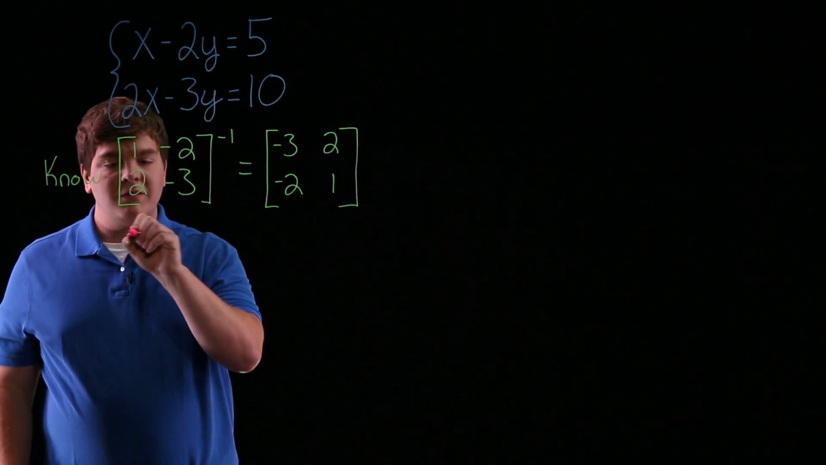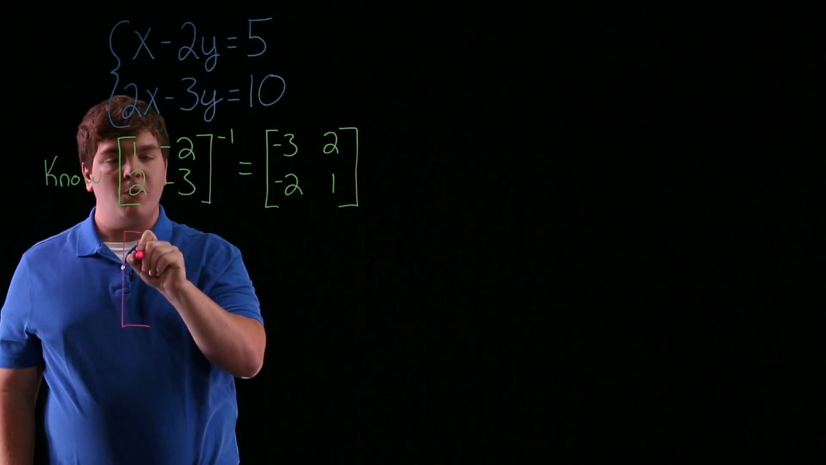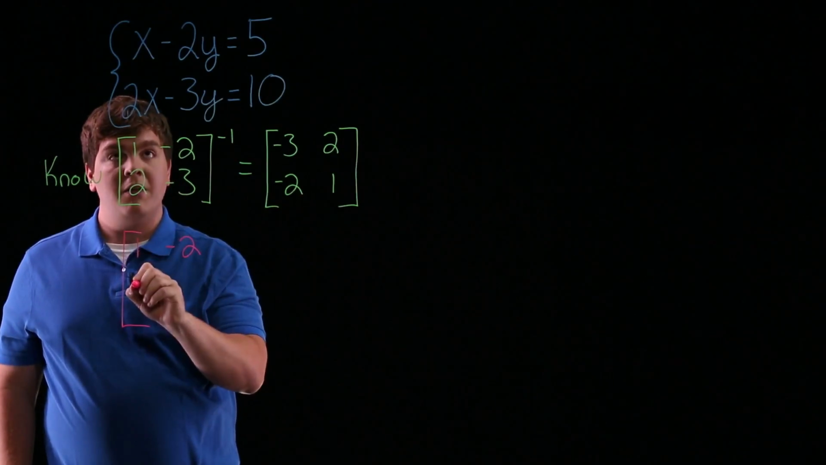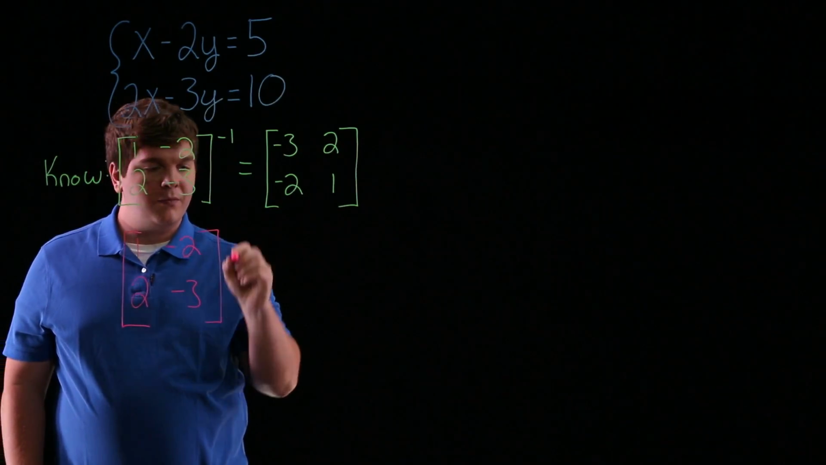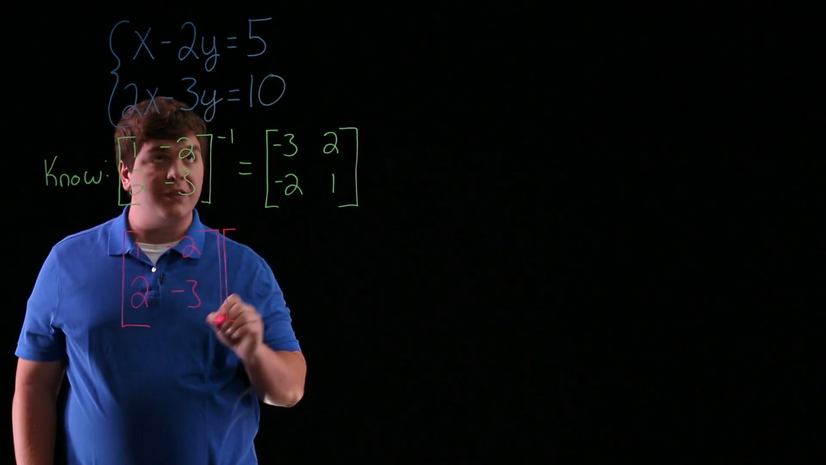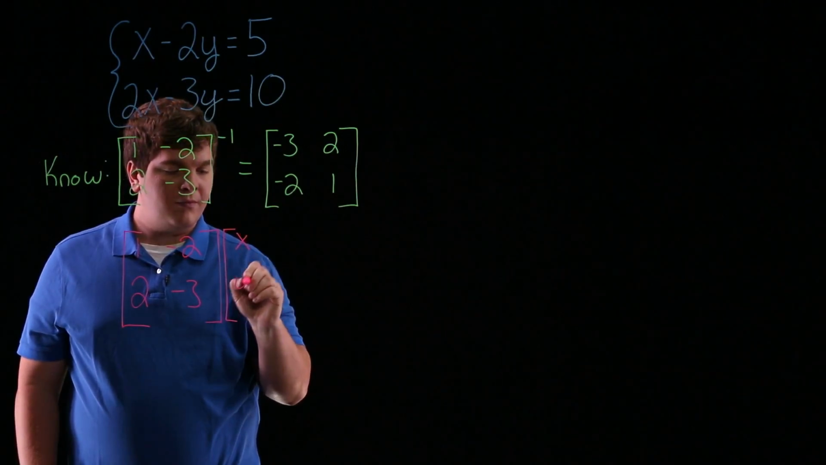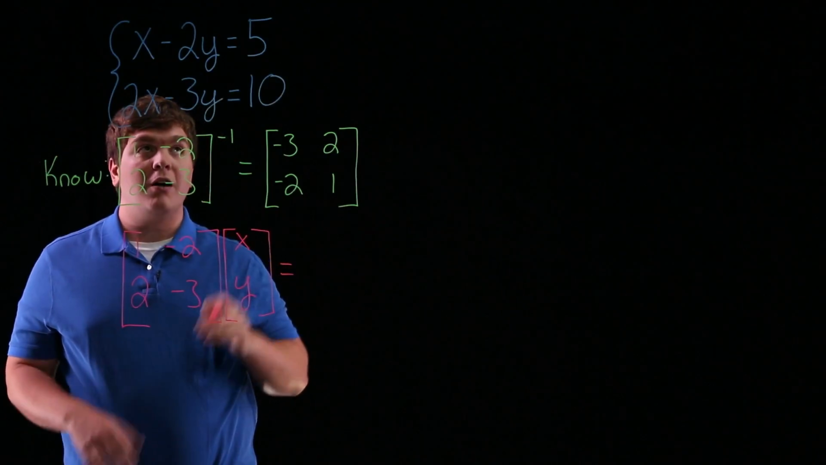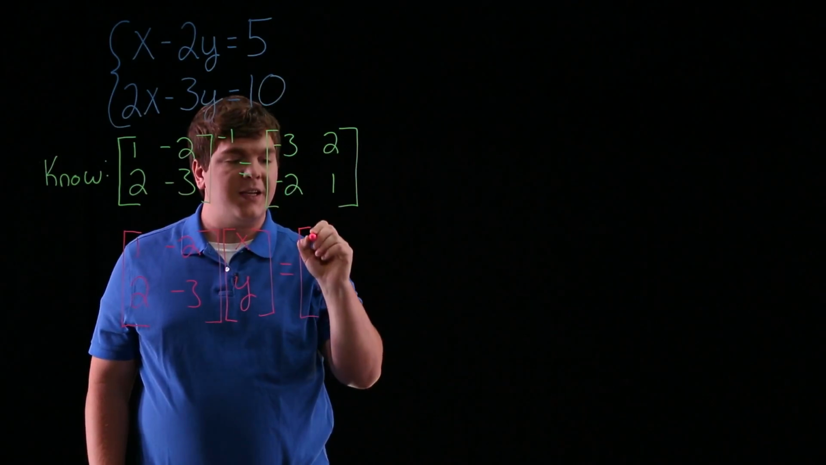So let's begin by first representing this system of equations with a matrix equation. We can do this by writing our coefficient matrix, which will be the matrix 1, -2, 2, -3. Next, we'll have the column matrix with our variables, x and y. And this is equal to our constant matrix, which is a column matrix with entries 5 and 10.